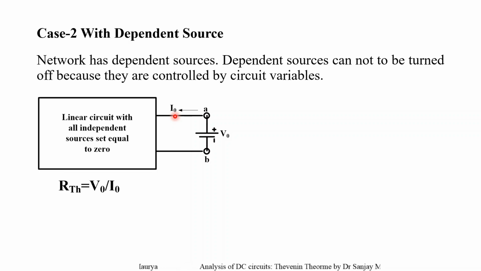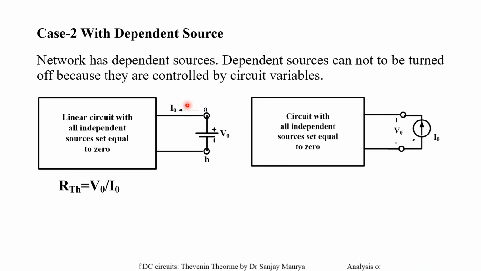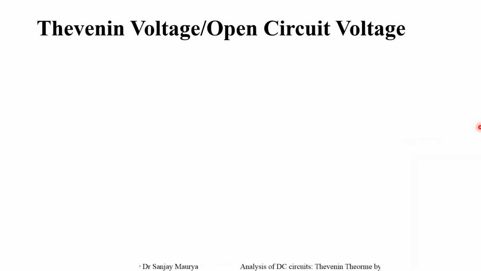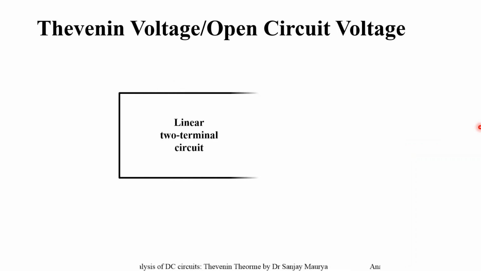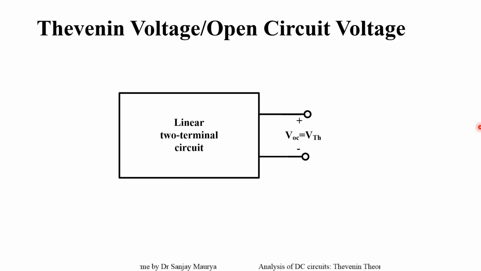But in some circuits, if we apply the voltage source, determining the I0 will not be easy. So in such case, we apply the current source of I0 and determine the voltage across the terminals. So again, the ratio V0 over I0 will be your Thevenin resistance. Now let us know how to calculate the Thevenin voltage or open circuit voltage. We remove the load from the network and calculate the open circuit voltage between these two terminals. So that will be equivalent to the Thevenin voltage.